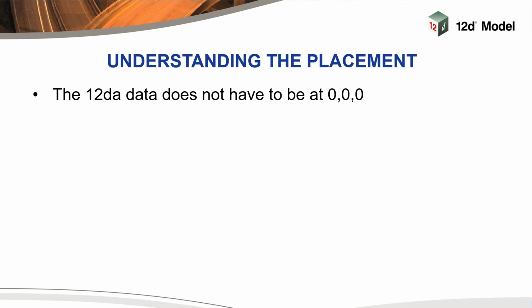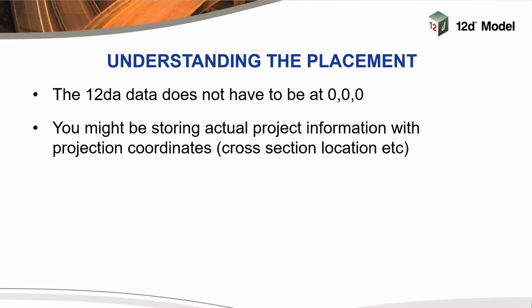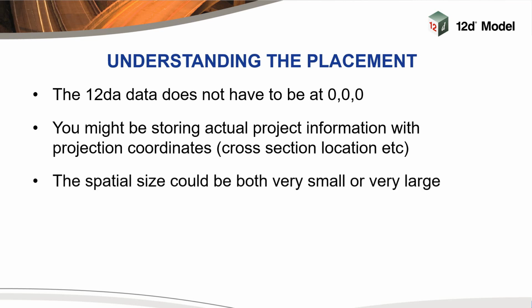So 12DA data doesn't have to be down at paper 000, okay? Because you might be storing actual project information with real coordinates that you want to insert. We have one customer that had problems finding historical river cross-section data. And so we encouraged them to use the 12DA library as a depositing point for each year's cross-section information. So then when 12 months went by and they had to compare this year's cross-sections with the previous year's cross-sections, they were right there, and it was really easy to insert at real coordinates and real spatial values.